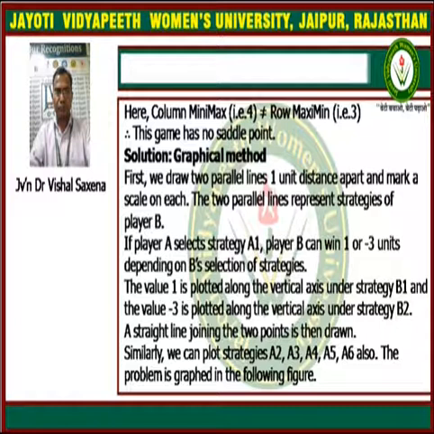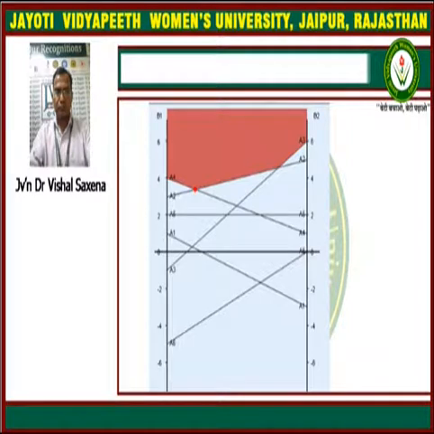A straight line joining the 2 points is drawn, and similarly we plot the strategies A2, A3, A4, A5 and A6. In the same way we draw the lines for the A2 to A6 strategies, and the problem is graphed in the following figure. These lines have now been drawn for strategies A1 through A6.